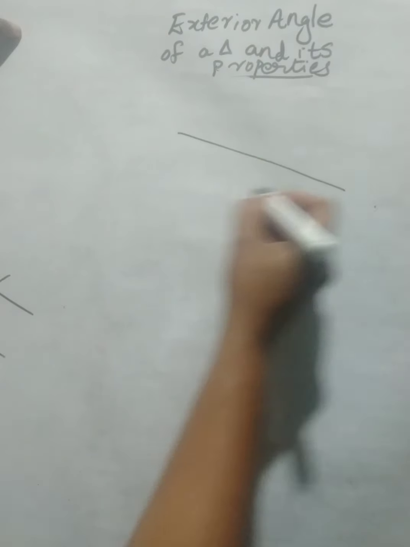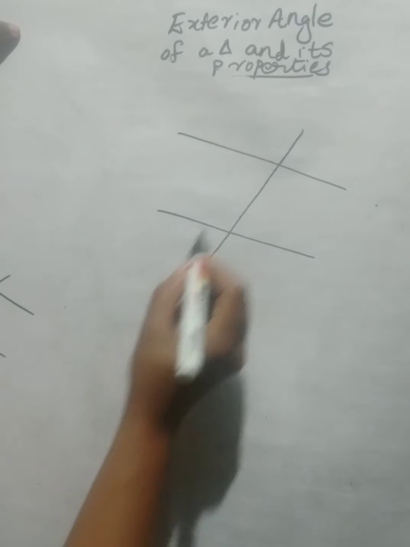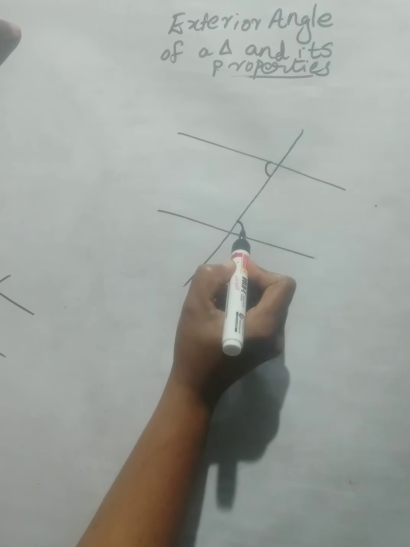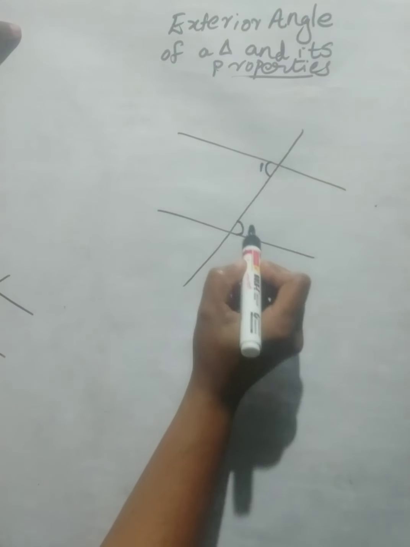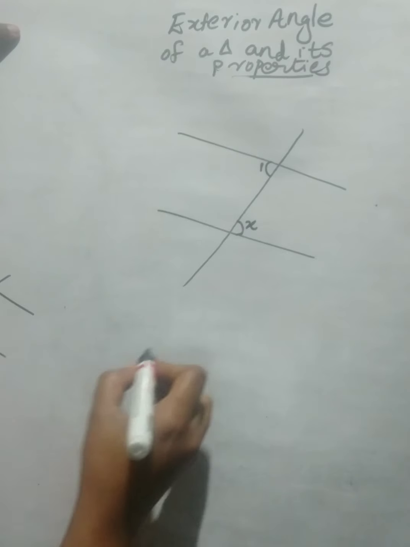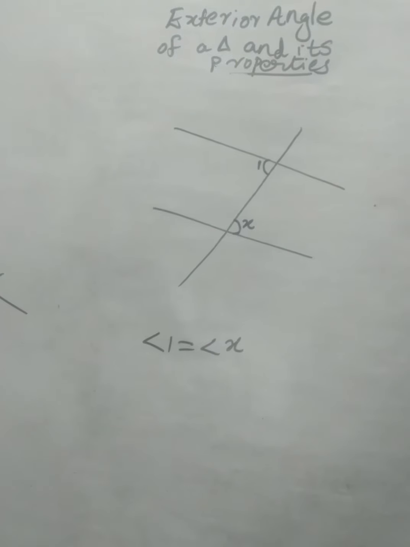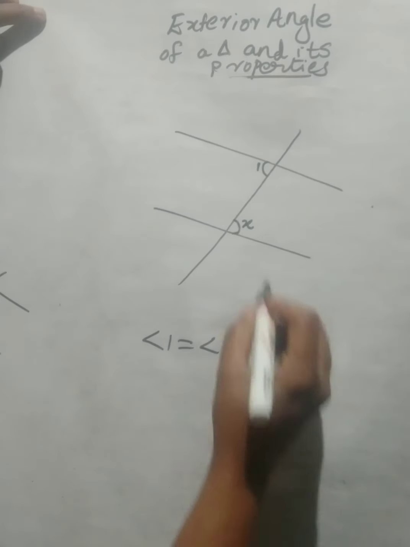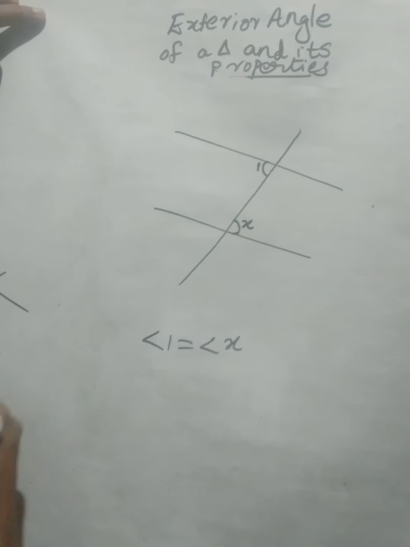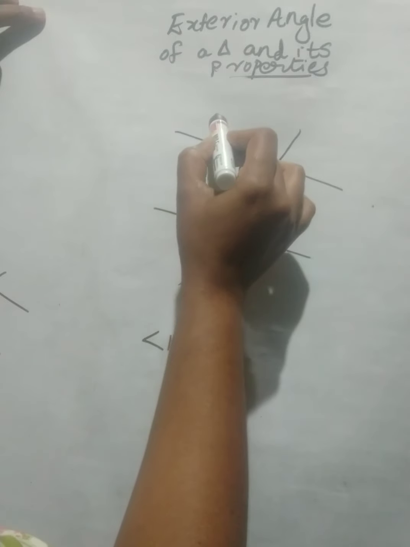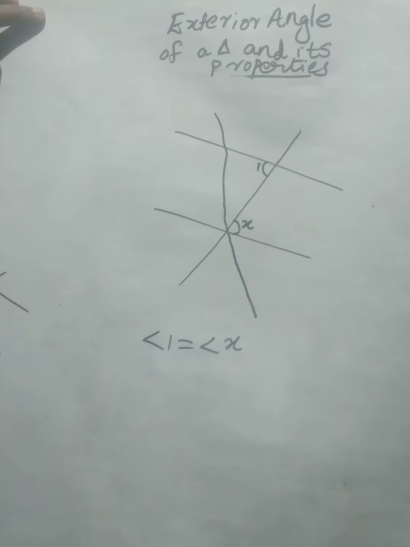Now we can draw two parallel lines and one transversal. Okay children, so we know that alternate angles are equal. So if this is 1, we can give this one as x. So we can say angle 1 is equal to angle x. We have studied that alternate angles are equal. Next, we can draw another transversal passing through this intersection.